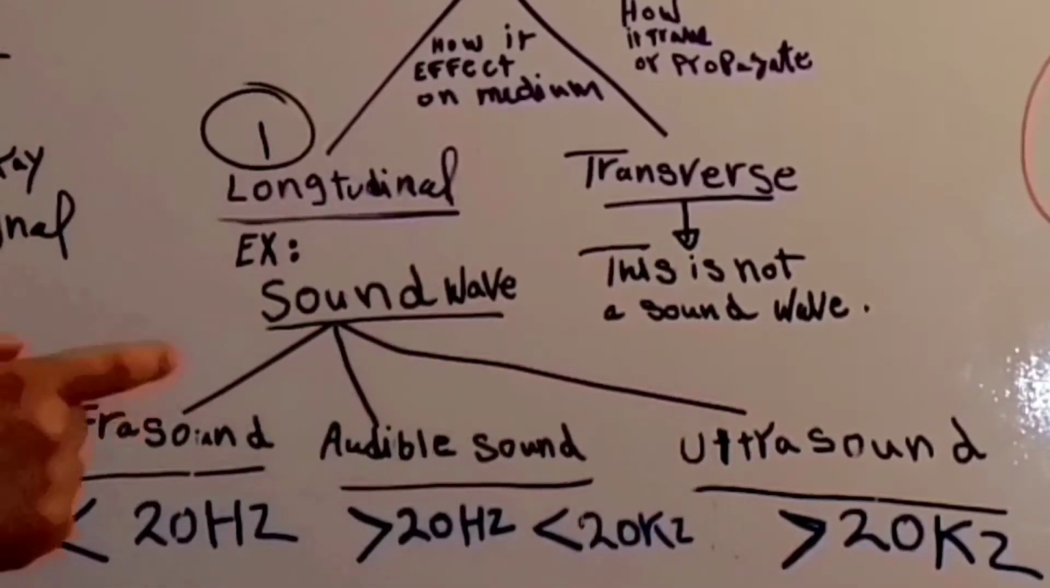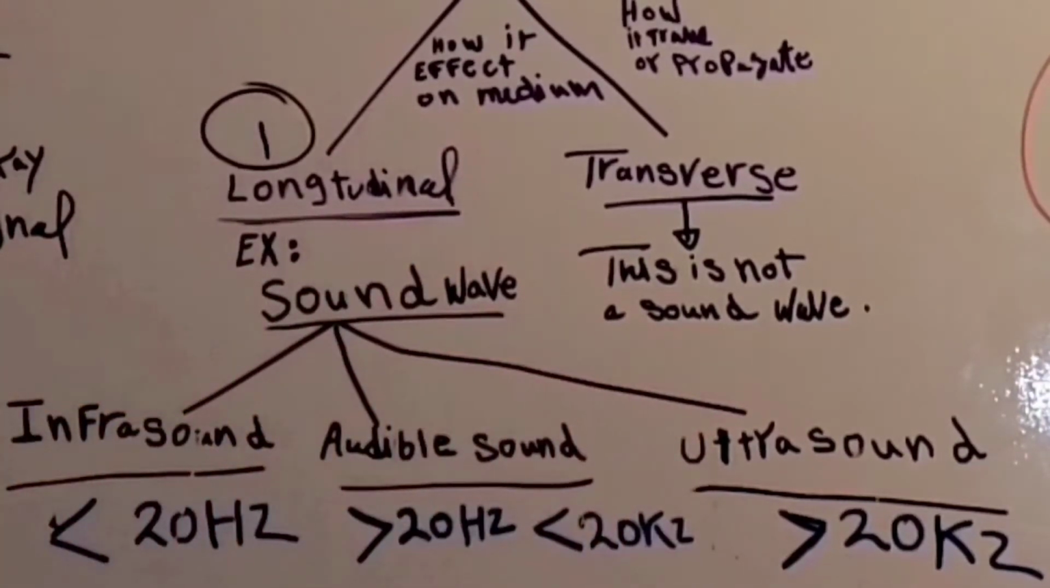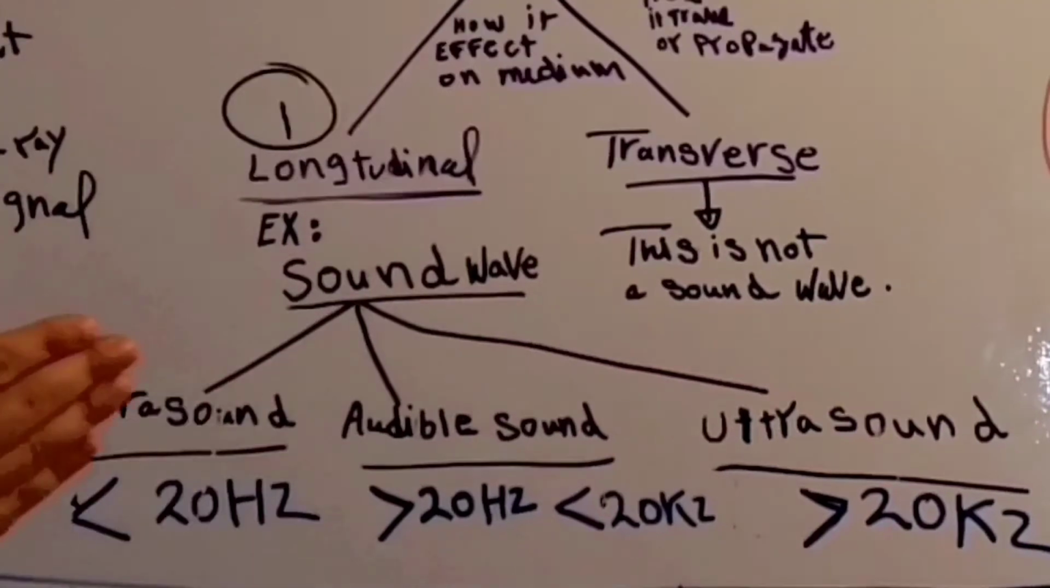There is infrasound, audible sound, and ultrasound. The only sound that we can hear is the audible sound. The ultrasound and the infrasound, we cannot hear. So what's the difference between the three types? The only difference is the frequency.